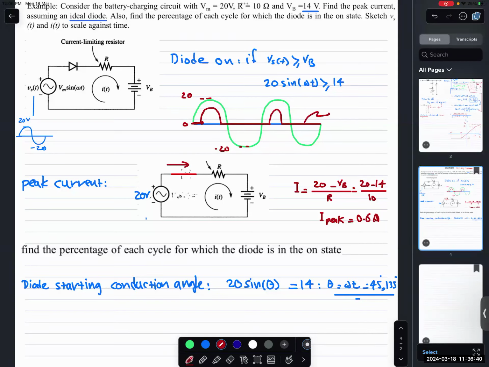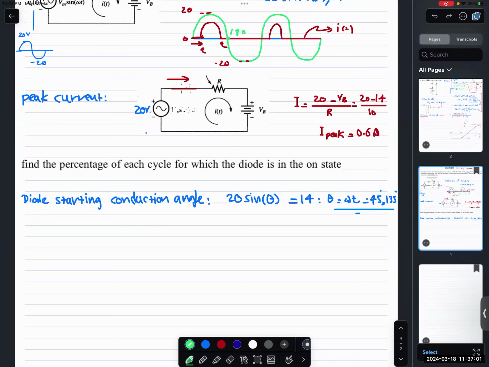This is for the current I(t). I want to find this angle. The starting angle is 45 degrees, and this other angle is 180 minus 45, so it becomes 135. In one period, which is 360 degrees, you want to find the percentage for which the diode conducts.